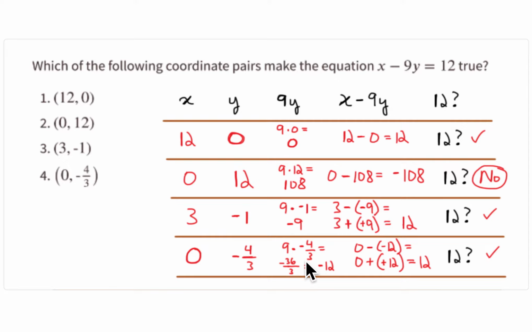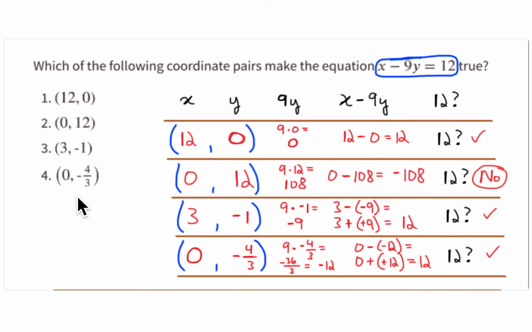And the last one, 9 times a negative 4 thirds is a negative 36 thirds. 36 divided by 3 is 12. So this is negative 12. 0 minus a negative 12 is the same as adding a positive 12, and use the inverse operation, the additive inverse. So 0 plus 12 equals 12. So yes, this point, 0, negative 4 thirds, is a solution to this equation, because the graph of this equation, the line, is going to have on it this point, 0, negative 4 thirds.